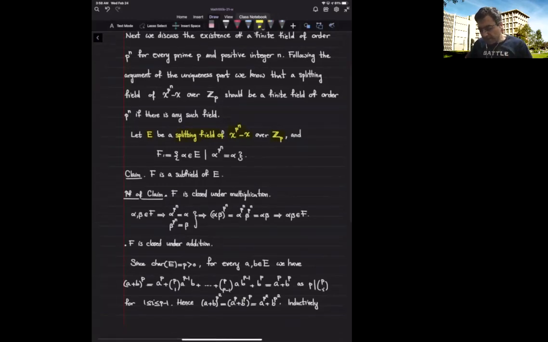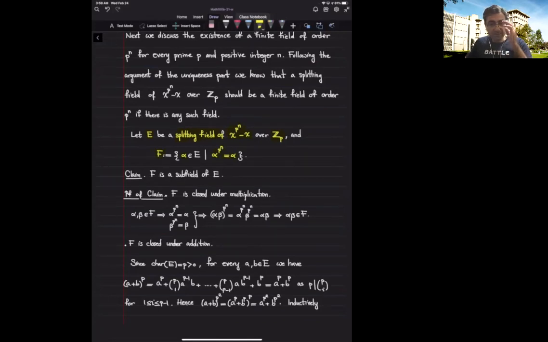So let F be the set of all the zeros of this polynomial inside the splitting field of this polynomial. So that means I'm looking at all the alphas inside this set E, where alpha to the power p to the n is alpha. So what we want to show first is that F is indeed a subfield. F is E, but the equality between F and E we deduce later in an indirect way. Here I just argue why F is a subfield.